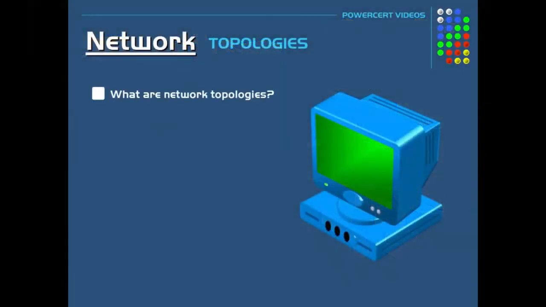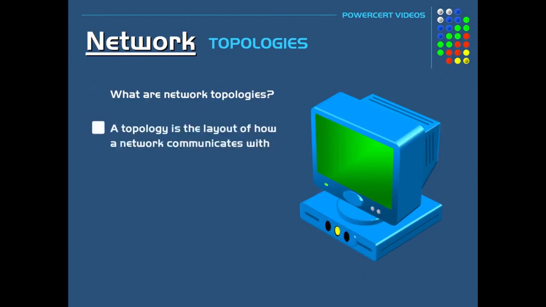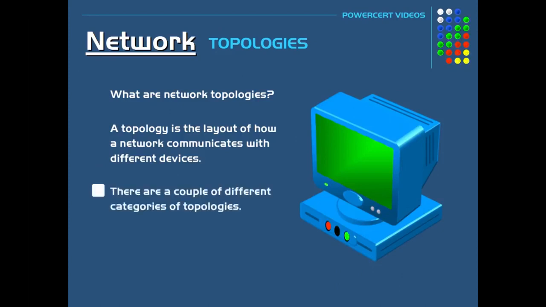What are network topologies? That's what we're going to discuss in this video. Now, a topology is the layout of how a network communicates with different devices. And there are a couple of different categories of topologies: wired and wireless. We're first going to talk about the most common wired topologies.